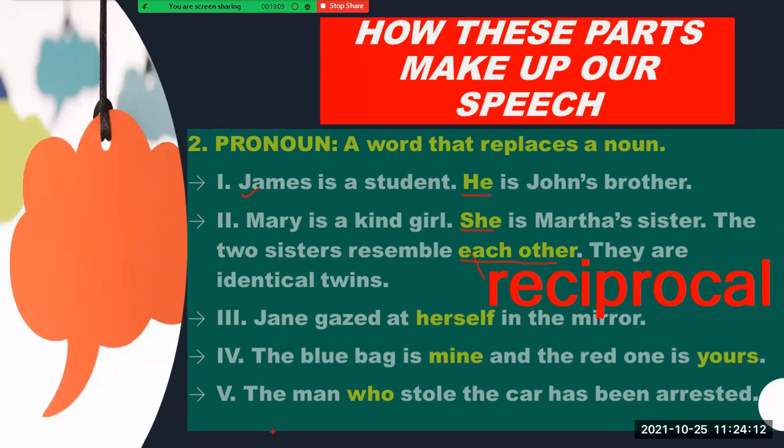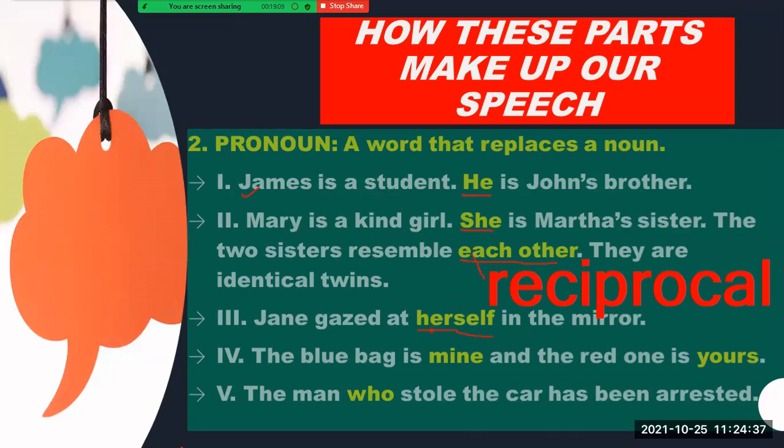Then, example 3, Jane gazed at herself in the mirror. You see, this is a reflexive pronoun. He and she are personal pronouns. Each other is a reciprocal pronoun, and then herself is a reflexive pronoun.